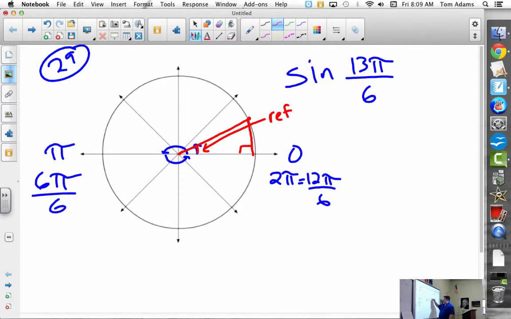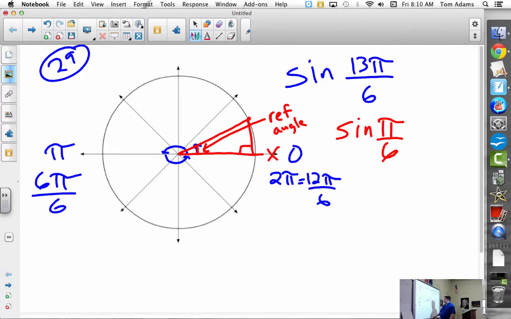Now the reference angle is always going to take you right back to the x-axis, right? And you draw a right triangle. Now pi over 6 is the same as 13 pi over 6. So really the only thing I need to do is figure out what sine of pi over 6 is, and it should be the same answer. Does that make sense?